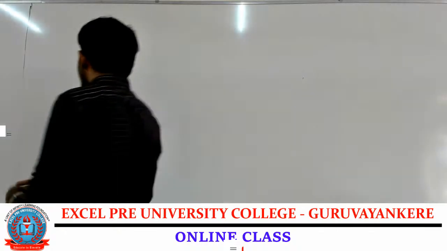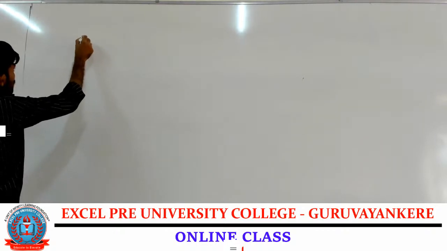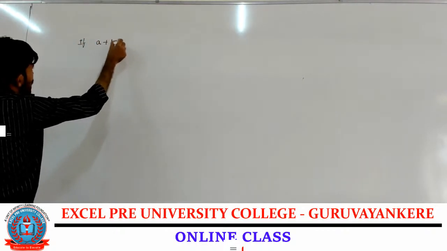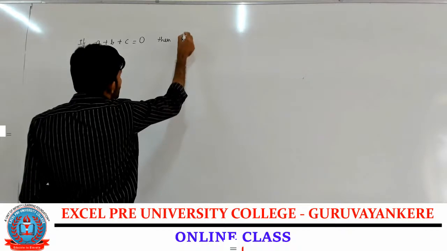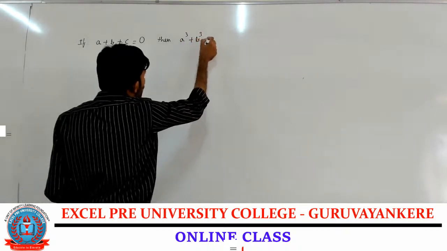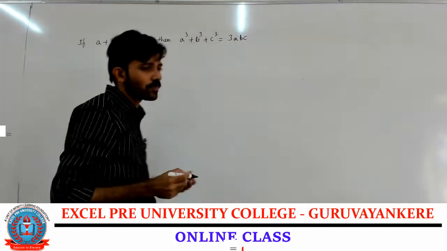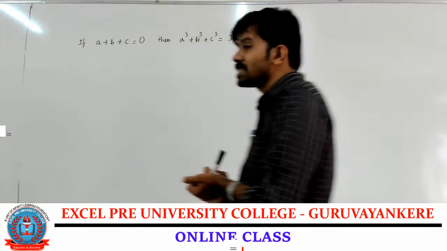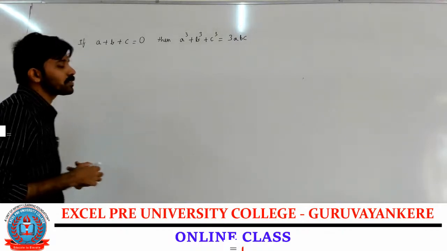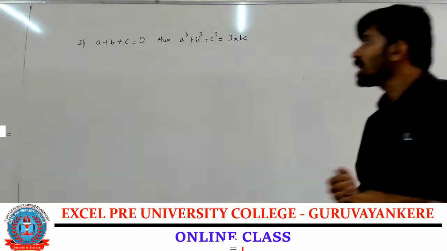Also we should prove one of the important identities here. If a plus b plus c equal to 0, then a cube plus b cube plus c cube is equal to 3abc. A plus b plus c is 0, a cube plus b cube plus c cube is 3abc. We should prove this, one of the important identities. Some of you might have learned already in high school.